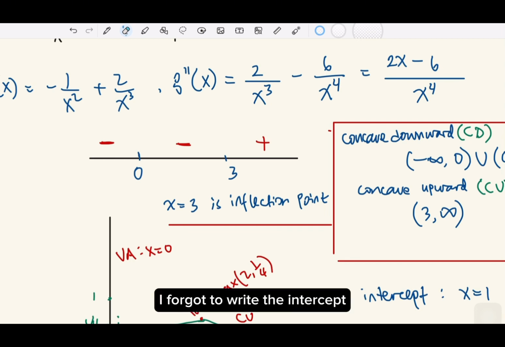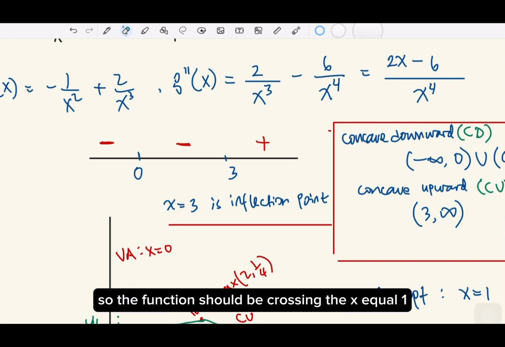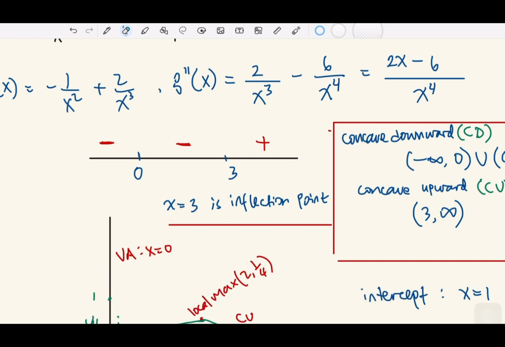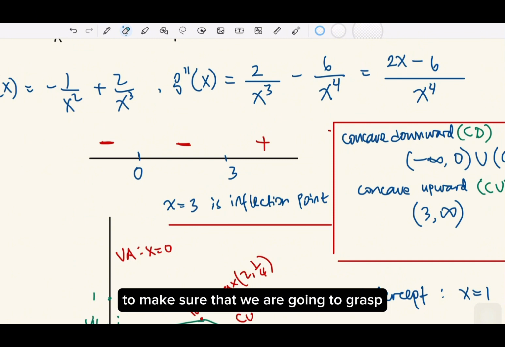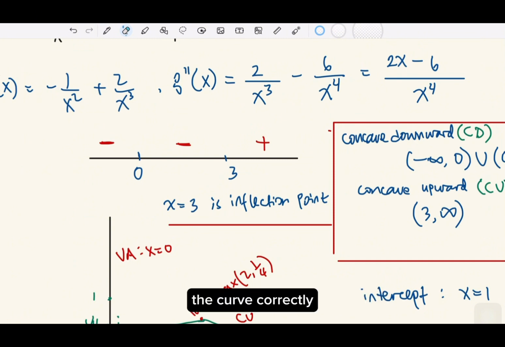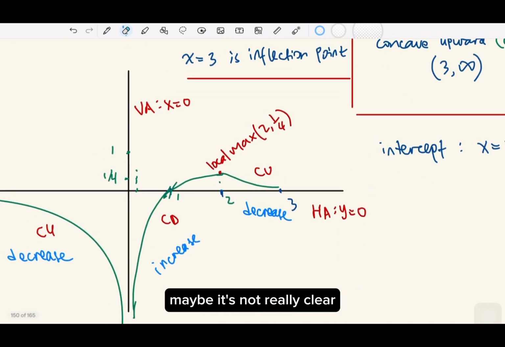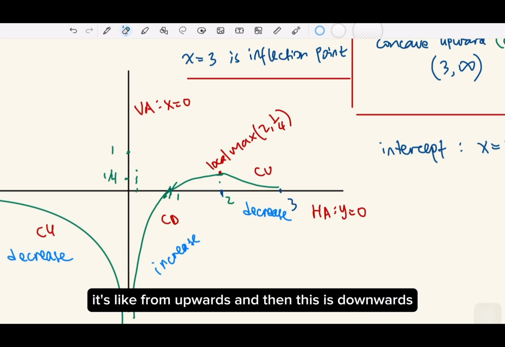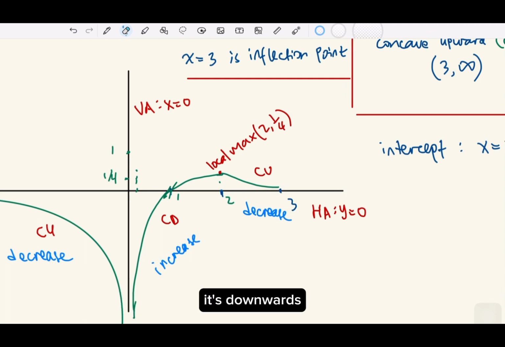I forgot to write the intercept. If you want to check the intercept, it's going to be x equals 1 because that makes the function 0. So the function should be crossing at x equals 1. So to make sure that we graph the curve correctly, then we can draw the curve. Maybe it's not really clear. This should maybe be a little bit smoother like that. But as long as you mention it's upwards and then this is downwards.